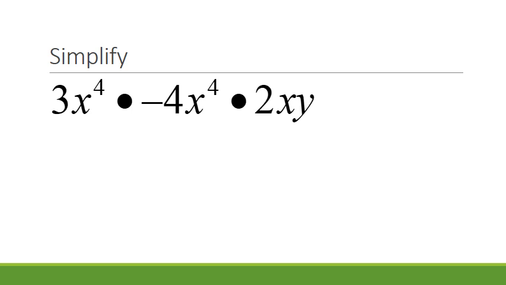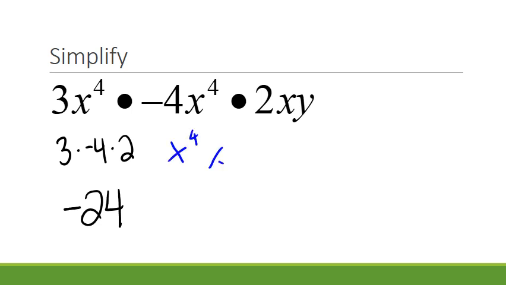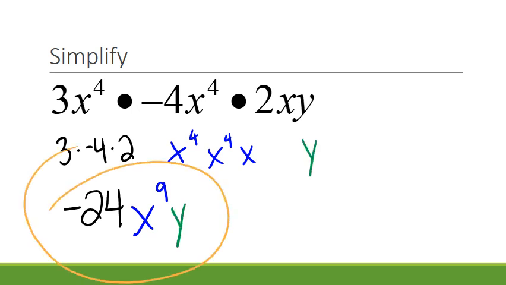All right, now the only thing I changed here is I used multiplication signs instead of parentheses. That doesn't change anything. I'm going to start by taking the 3 times the negative 4 times the 2. Positive times negative is a negative. And I'm going to look at this as 3 times 4 is 12, and 12 doubled. If I take a look at my x values, I have x to the 4th times x to the 4th times x. If I add those together, I have x to the 9th. And I have a single y value, so I carry that down. So this should have been your final simplification.